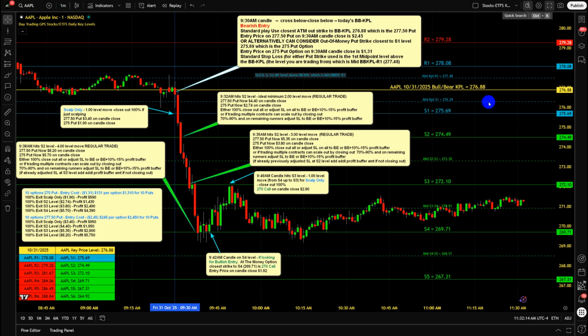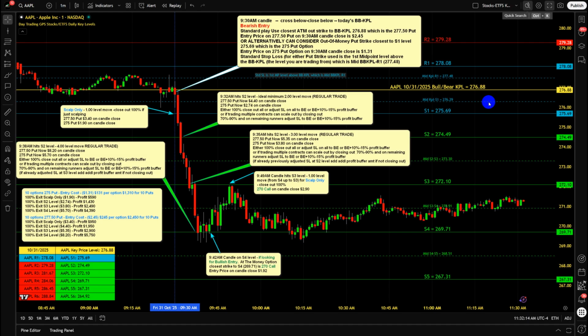So it's important to understand that with this indicator, you can take bullish or bearish trades off of any of the main levels. That means the bull bear key price level, as well as any of the main R levels or S levels. We also have a video on taking trades off of the other main R and S levels. That's also found in the description of this video. And even though it is using the SPX Daily Key Levels Indicator, the same principle applies with this Daily Key Levels Indicator as well.